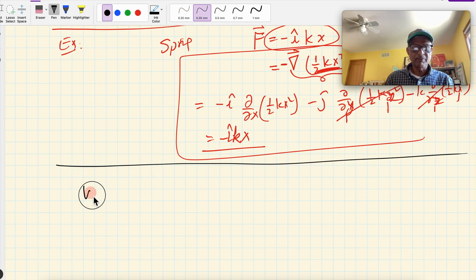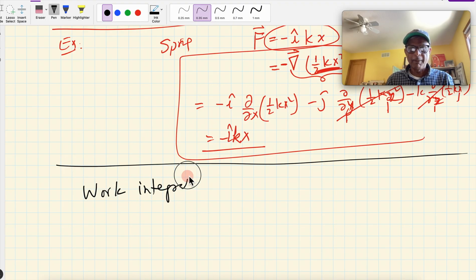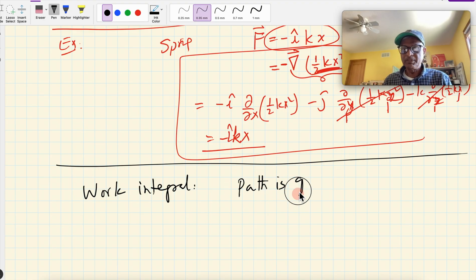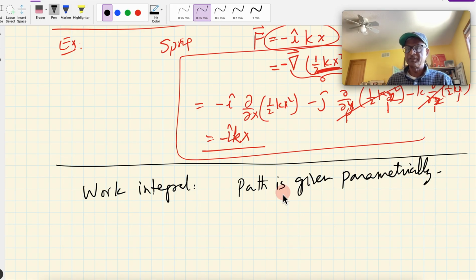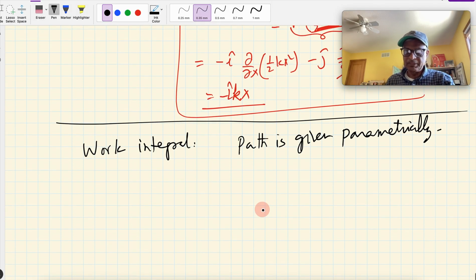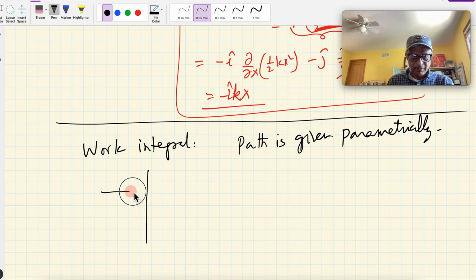the work integral. You can do it if the path is given parametrically. Okay, so one of the great examples is this, say, pendulum.